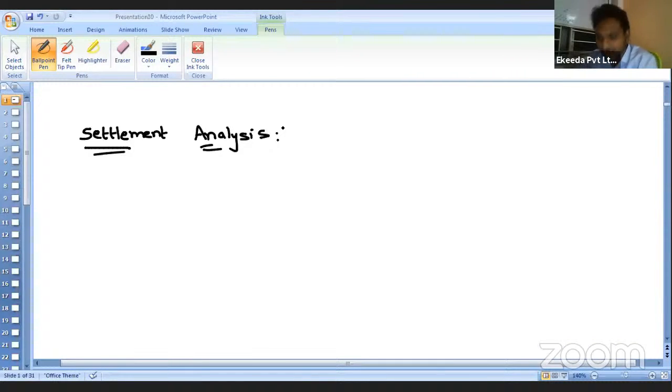That means if you are applying loading immediately on the soil, how much settlement will happen in the soil immediately? And after placing some load, if you are leaving it for say 6 years or 10 years, then what are the settlements happening in the soil?